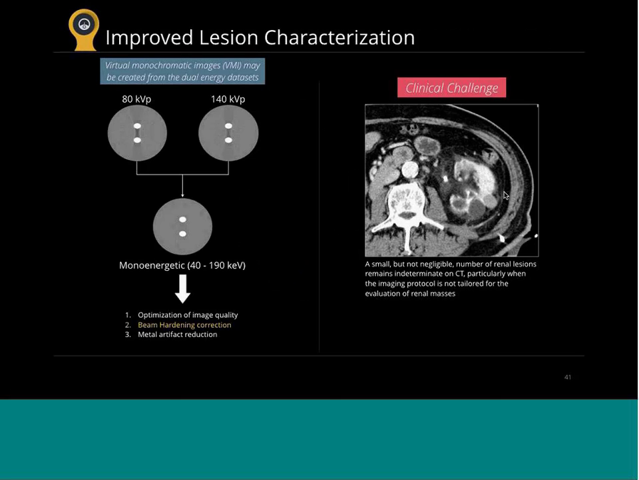Let's talk about improved lesion characterization. I said one of the things that dual energy CT can do is reduce beam hardening. You can see again on that phantom how these two rods look nice and perfect. There's no streak, right? You see the streak here, it kind of goes away. So that's beam hardening correction.